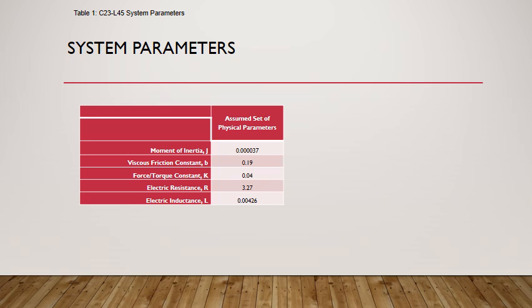The parameters themselves, the moment of inertia, or J, is 0.000037. The viscous friction constant, or B, is 0.19. The force/torque constant, K, is 0.04. The electric resistance, R, is 3.27, and the electric inductance, or L, is 0.00426.